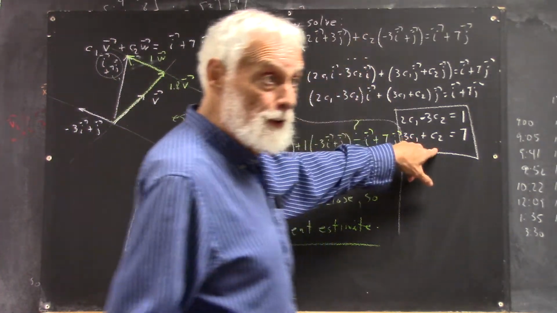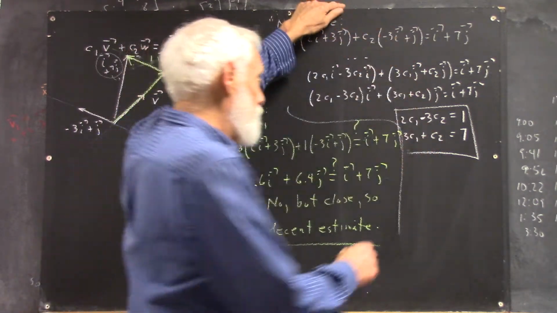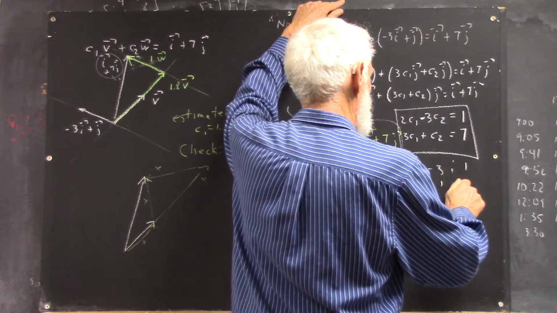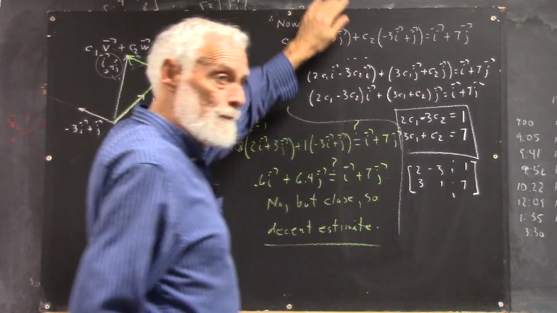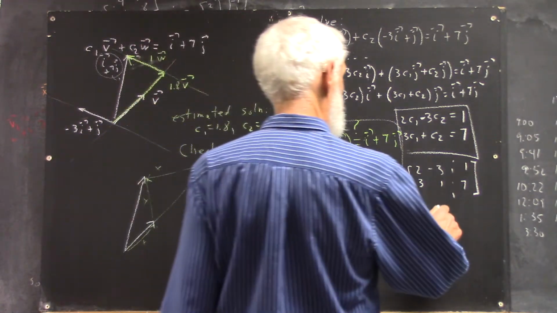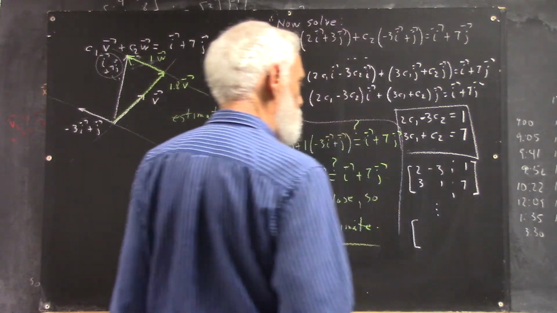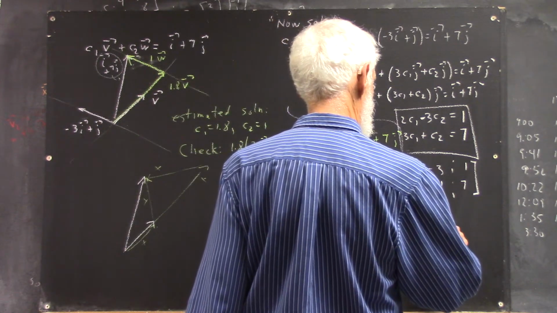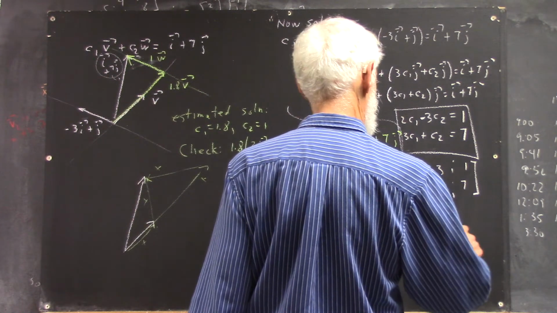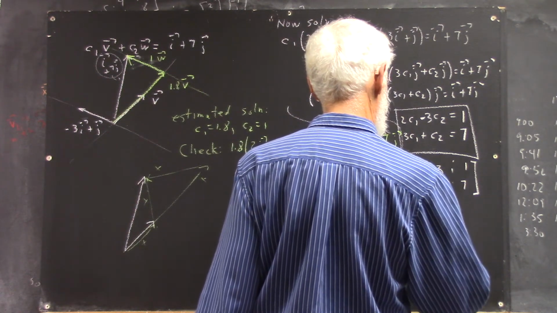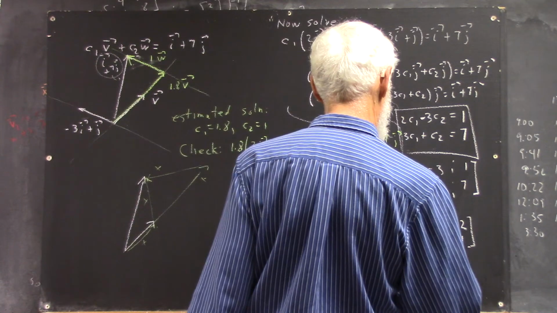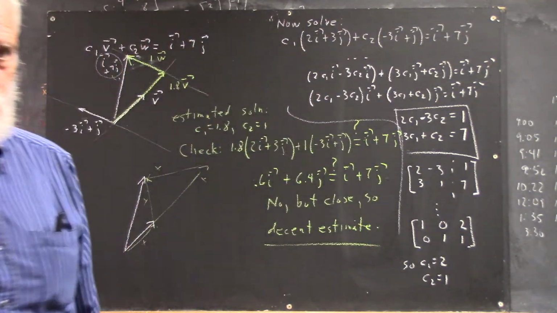Okay, so we've got this anyhow, okay? And I could write that as an augmented matrix, okay? And I could row reduce that. And that row reduces to, okay?